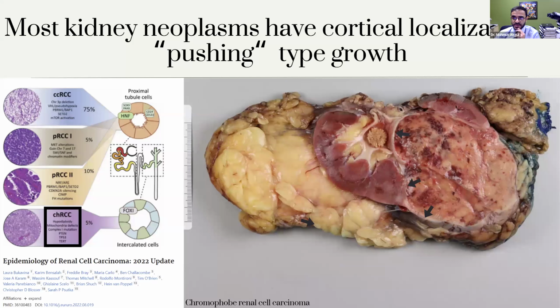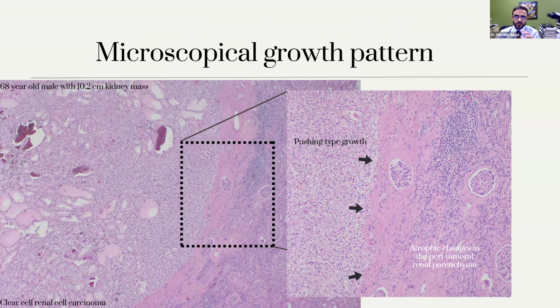Another tumor is chromophobe renal cell carcinoma, which is about 5% of kidney tumors, and you can have the same feature, very smooth interface between the tumor and the uninvolved kidney parenchyma. And microscopically, you will see the same thing. Tumors usually have a pushing growth, and you can have peritumoral fibrosis, hyalinization, and some atrophic changes in the nearby kidney parenchyma due to these mass effects, rather than infiltrative high-grade features. Most of the time, that's what you will expect.